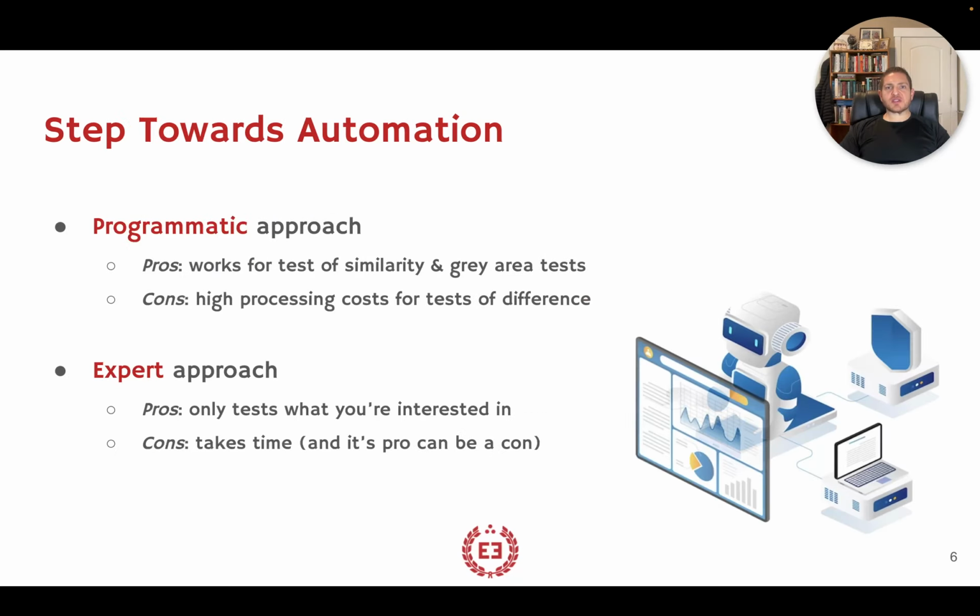The first of these is a programmatic approach, and I will show you an R module next week that will run every combination of 2 metrics possible for the tests of similarity. This is a fully automated approach, and it works very well for tests of similarity and for gray area tests. This approach is not as effective for tests of difference because of the number of combinations involved.